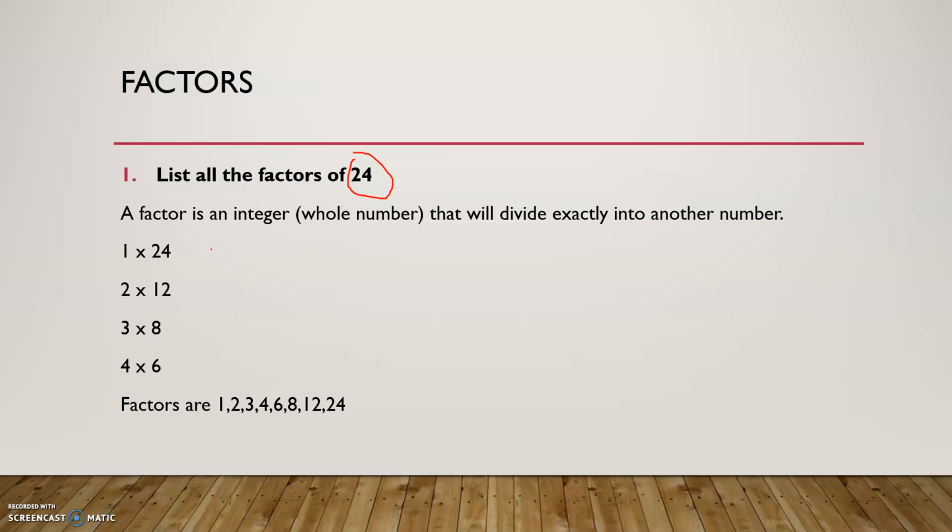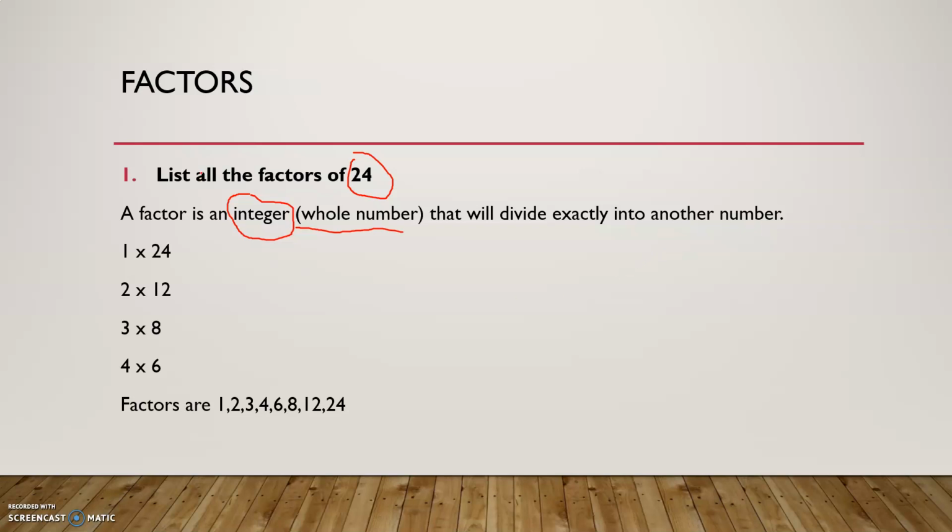Before we do that, if we define the factors, what is a factor? A factor is an integer. This is the keyword. When I say integer, that means a whole number that will divide exactly into another number. So this is the definition of a factor. It can't be a decimal, it has to be a whole number.